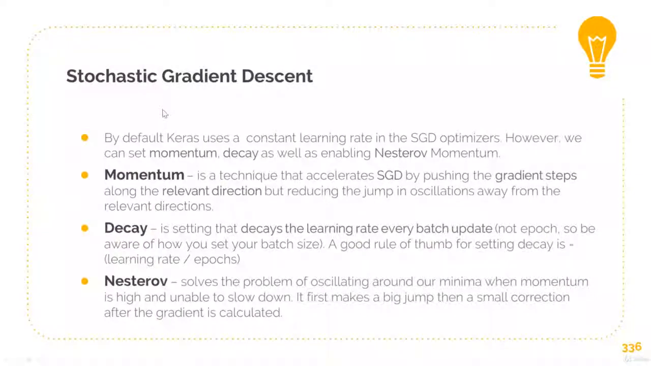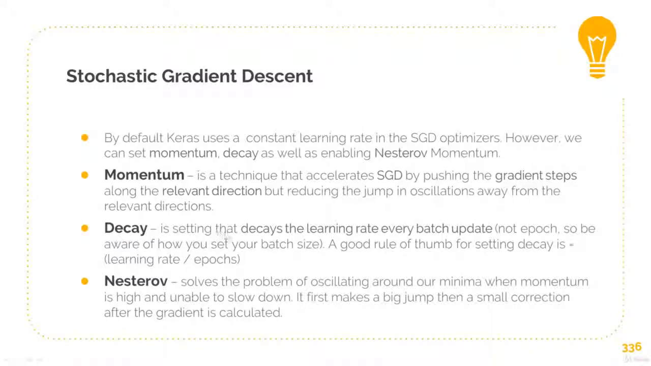So let's talk a bit about stochastic gradient descent and the parameters Keras allows us to control. By default, Keras uses a constant learning rate in the SGD optimizer, that's stochastic gradient descent. However, we can set these parameters called momentum, decay, and also turn on or off something called Nesterov momentum. So let's talk a bit about momentum. Momentum is a technique that accelerates SGD by pushing the gradient steps along the relevant direction, but reducing the jump in oscillations away from relevant directions. So it encourages our gradient descent to head in the direction that is reducing the loss. So it doesn't actually go away from that spot, in big jumps at least.